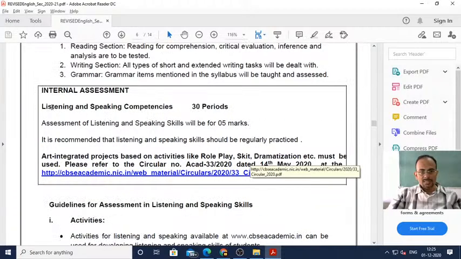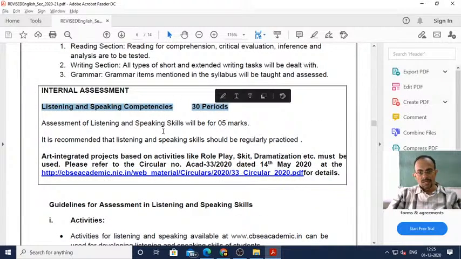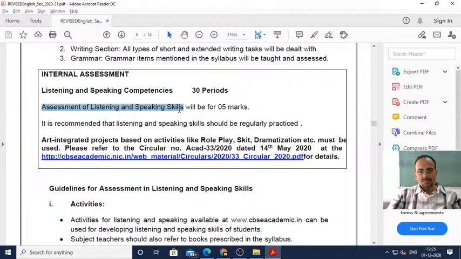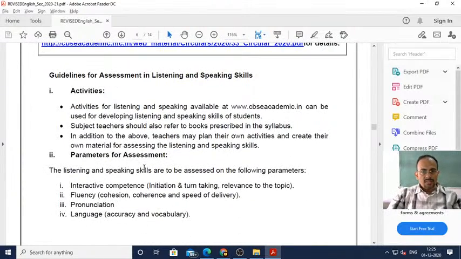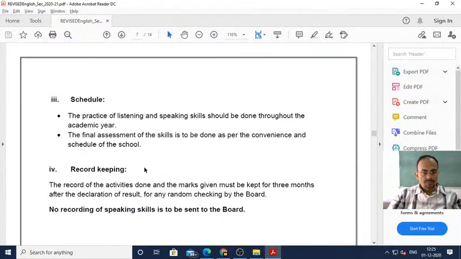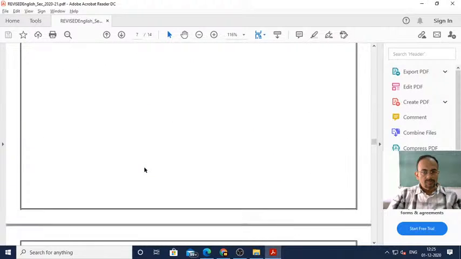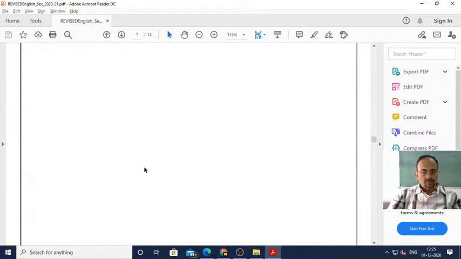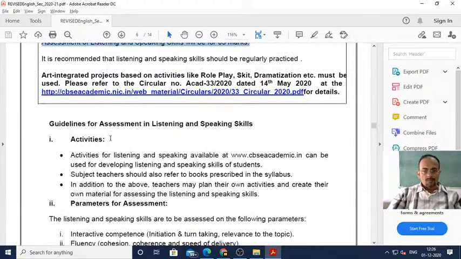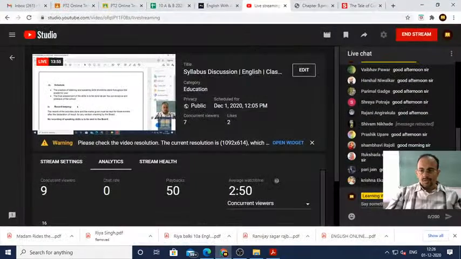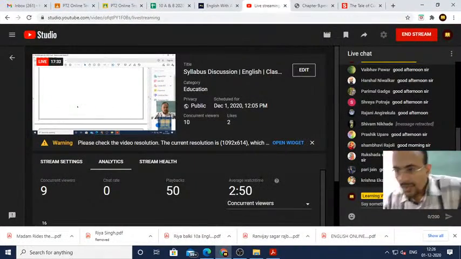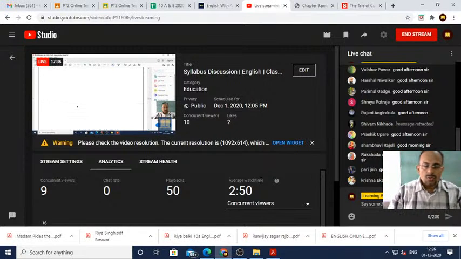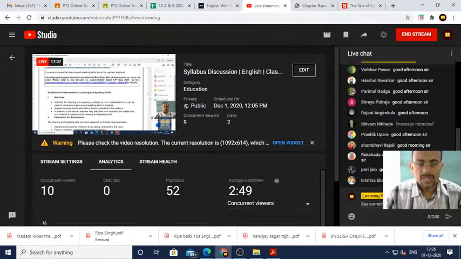And see here, internal assessment, listening and speaking skill, 30 periods. See, dear students, assessment of listening and speaking skill for 5 marks. Okay, that is important. Guidelines for assessment of listening and speaking skills. Okay, so dear students, that's all about the syllabus discussion, the changed syllabus.